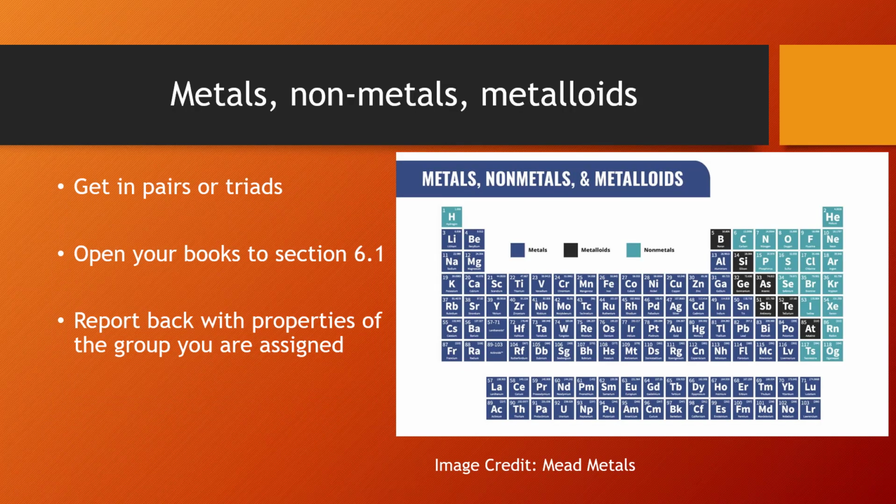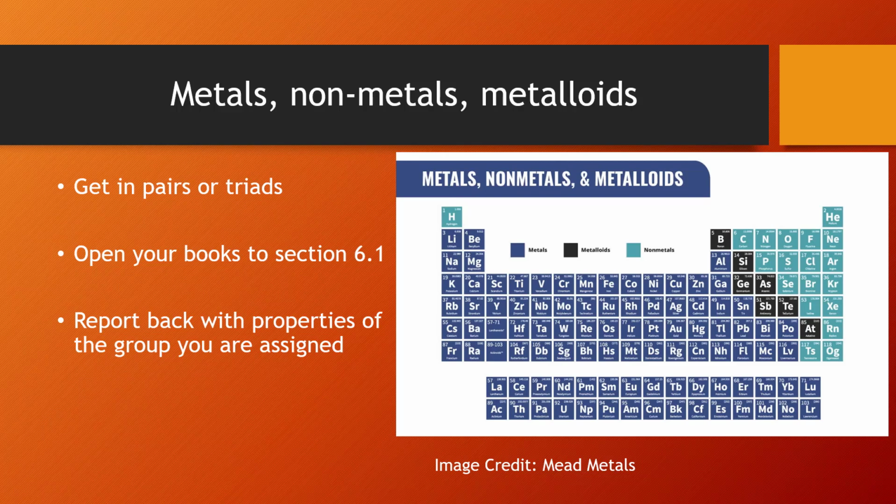Here we have metals, metalloids, and nonmetals in a periodic table. The metals are going to be good conductors, and they're going to conduct heat very well, and they're going to conduct electric current very well. They're usually shiny when freshly cut, and they react well with halogens.